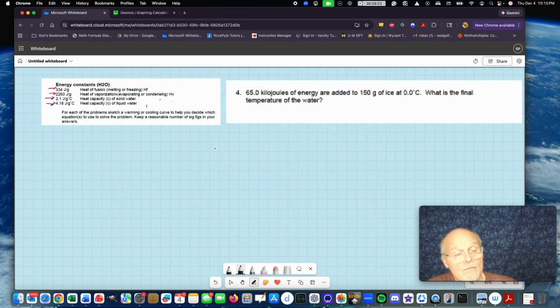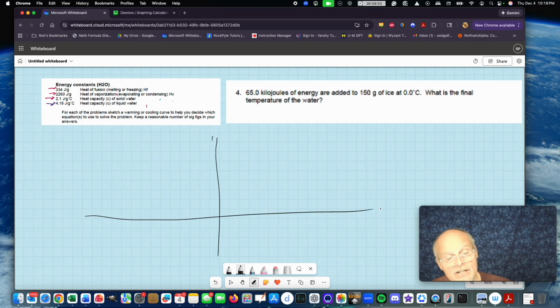So let's draw. What's my initial state? I'm going to add kilojoules to ice, and we're going to find the final temperature of the water. So I'm going to be moving with positive energy this way. So 0, I've got solid and liquid, and my initial state is 150 grams of solid water, or ice, at 0 degrees.